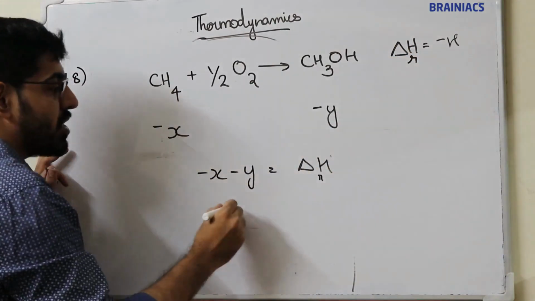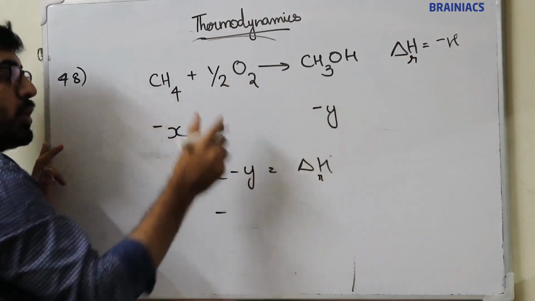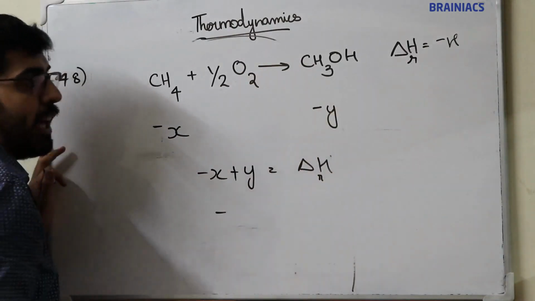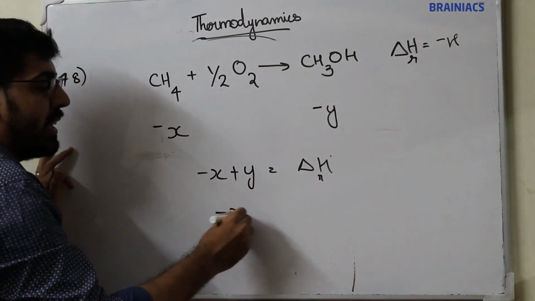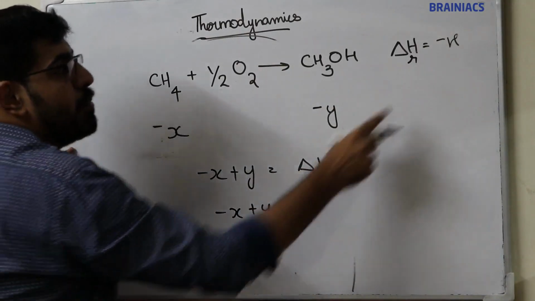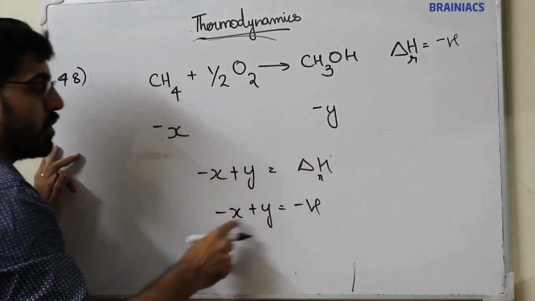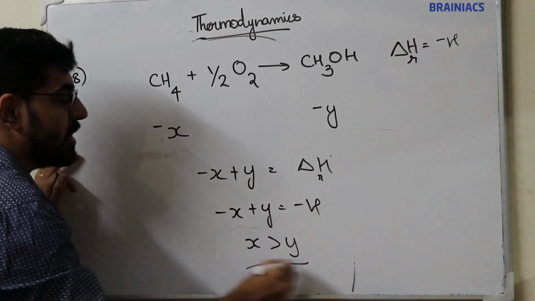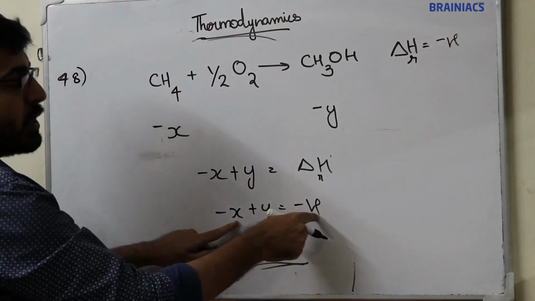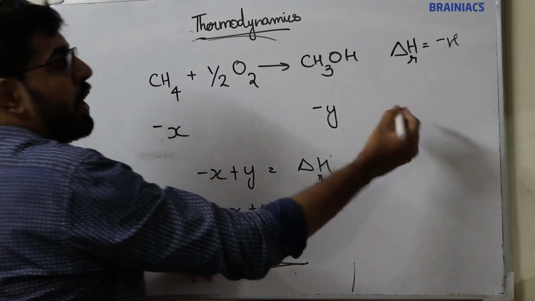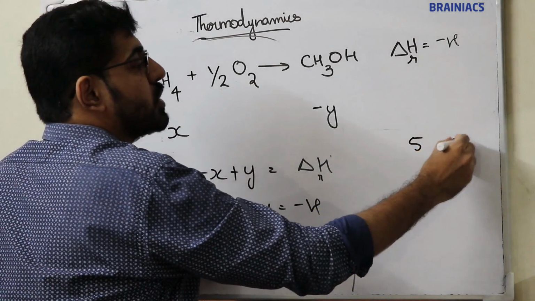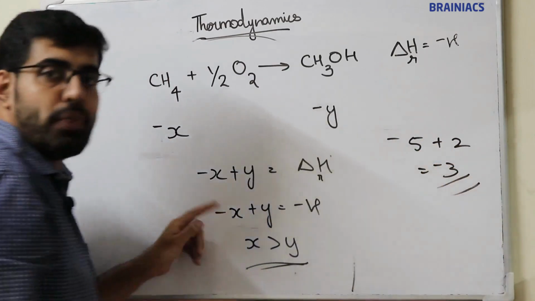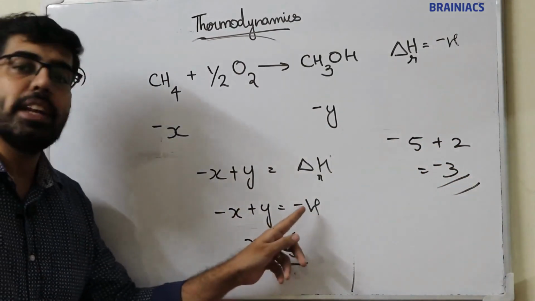Now enthalpy of reaction is minus X. I am taking Y to this side, it will become plus Y. Sorry. Minus X plus Y is equal to enthalpy of reaction, which is negative. So from this we can conclude that X is greater than Y, because minus X plus Y is negative. For example, if X is 5 and Y is 2, minus 5 plus 2, you will get minus 3, right? So if X value is greater than Y, you will get a negative value.